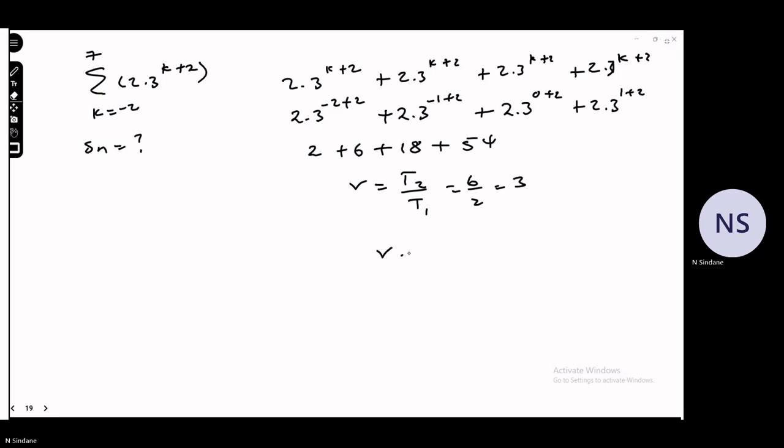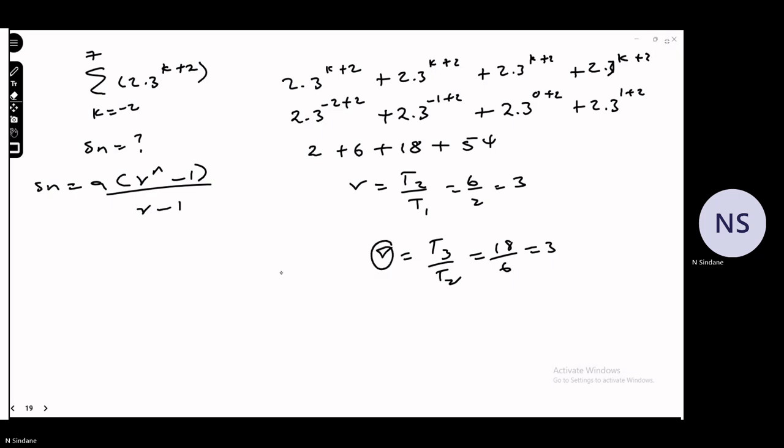And then I can verify it. T3 over T2, this is 18 over 6, this is 3. Right? And then for geometric, I know Sn is equal to a into open bracket r to the power n minus 1 close bracket, divided by r minus 1. I know the value of r. I know the value of a. A is equal to 2. R is equal to 3.